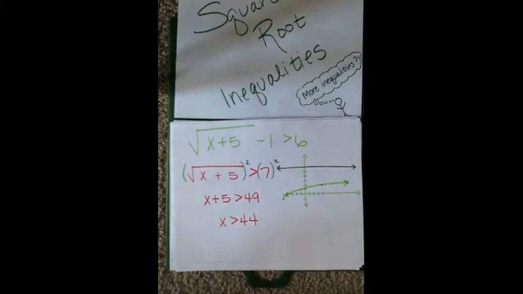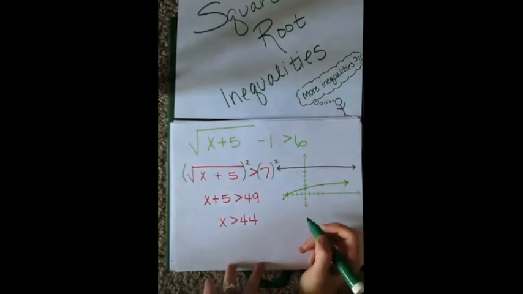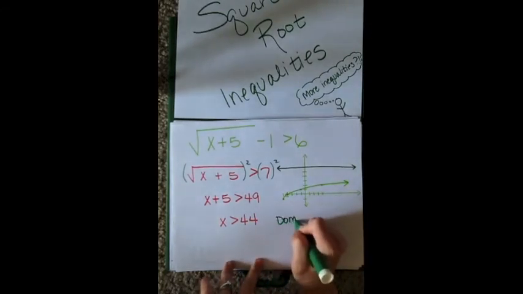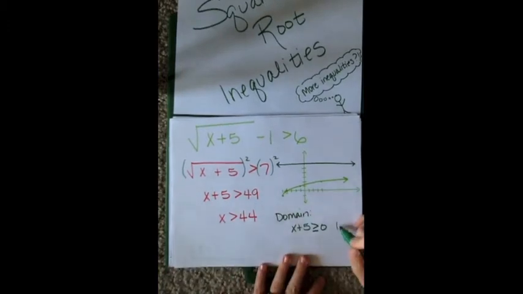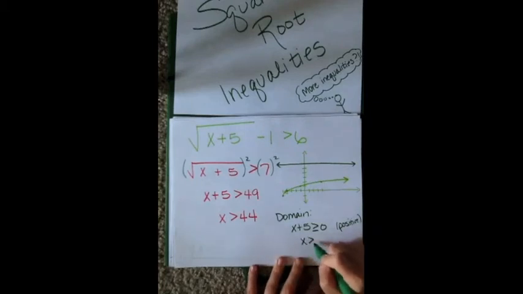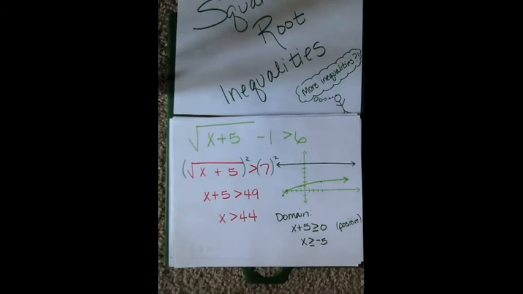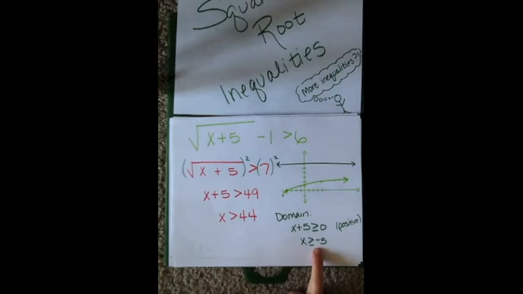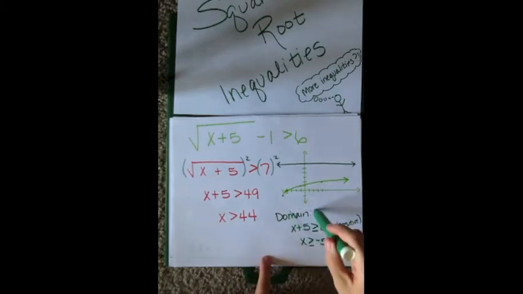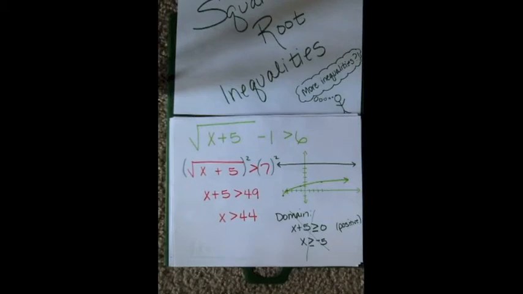So if we think about where x is, it's under the square root. And what do you know about numbers that have to be under the square root? They have to be positive. So that means that if I look at my domain here, I know that x plus 5 has to be greater than or equal to 0. So it must be positive. And then I can solve here. So x has to be greater than or equal to negative 5. Well, if x is greater than 44, it's automatically greater than or equal to negative 5. So I don't have to worry about that.